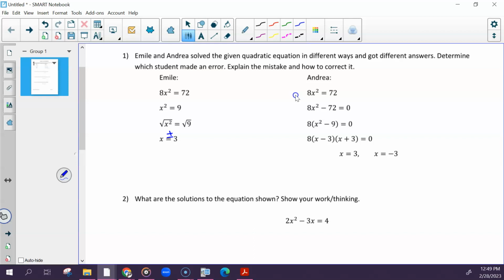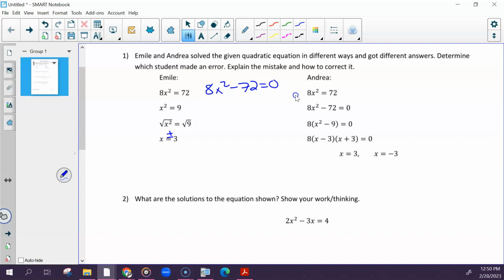Originally, I thought Andrea did it wrong because of the plus or minus 72. I'm like, what? But then I thought it's divided by 8. So Emil could have moved 72 over. But if we're trying to get x squared by itself, they'd have to move it back. So it would be a redundant step.